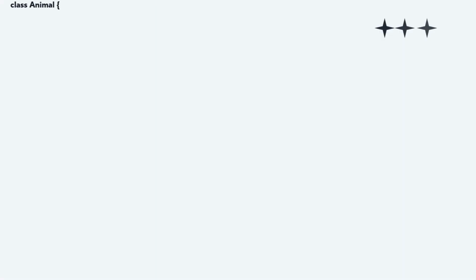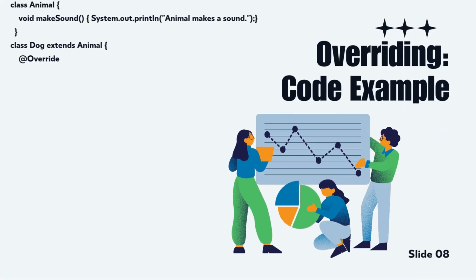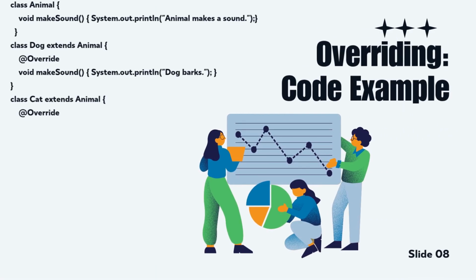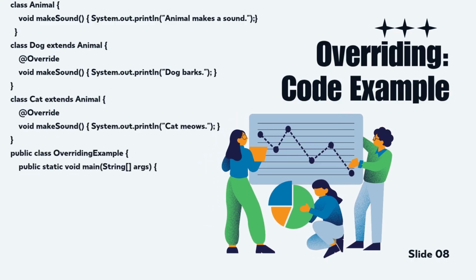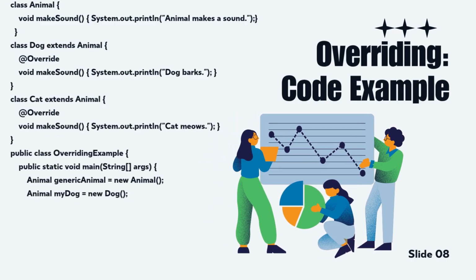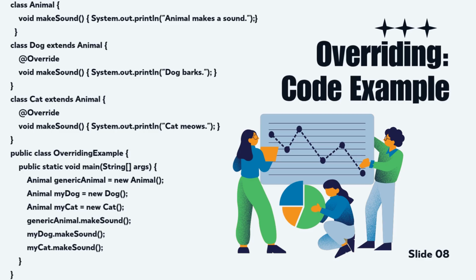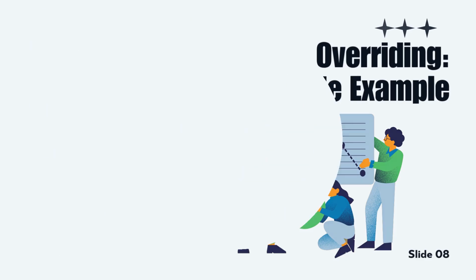Here's our overriding example. The generic Animal makeSound is redefined in both Dog and Cat using the @Override annotation. This allows a single method call, makeSound, to execute different logic based on the actual object type at runtime. This is polymorphism in action.